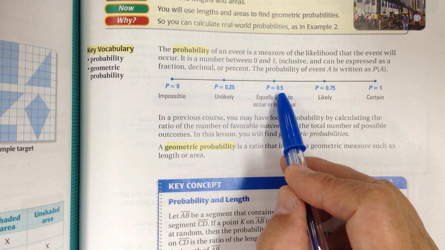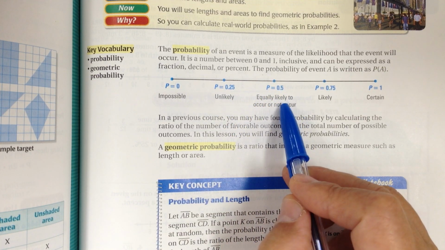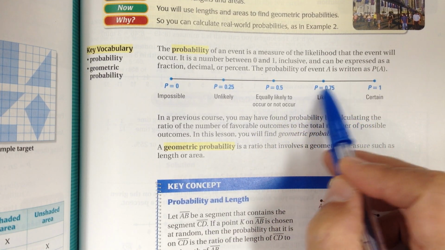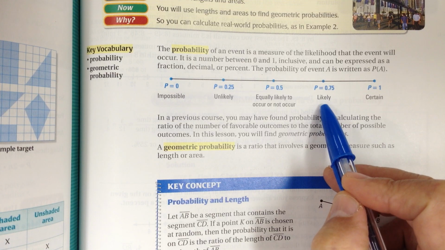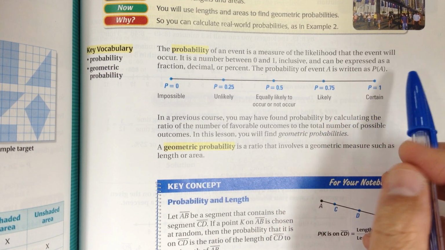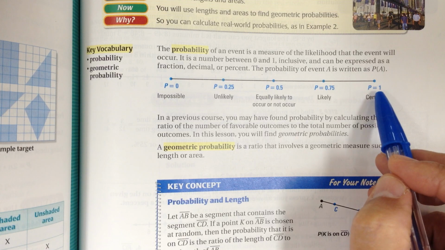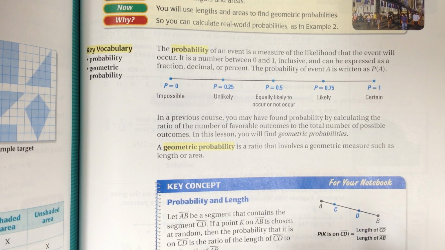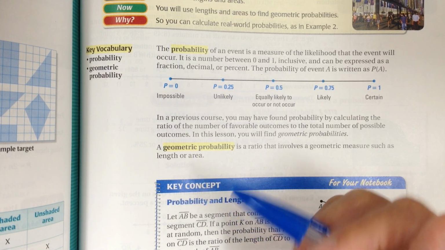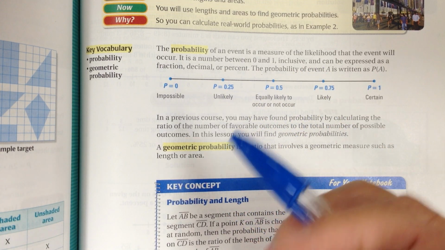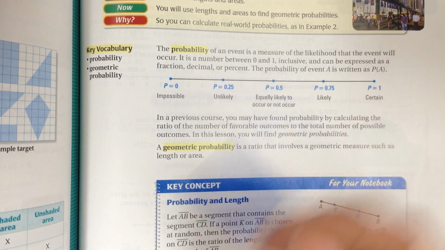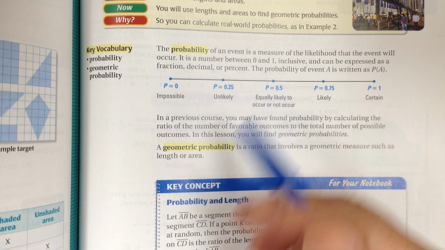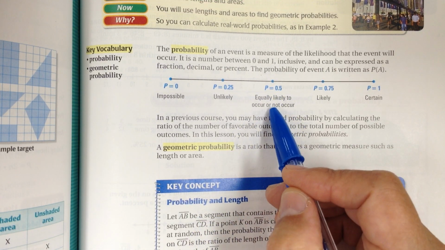When P equals 0.5, it means it is equally likely to occur or not occur. And P equal to 0.75 is likely to occur, but it's not a guarantee. And P equal to 1 is certain. So for example, if I have a coin, when you flip a coin, the probability of having a head is 0.5, and the probability of having a tail is also 0.5.